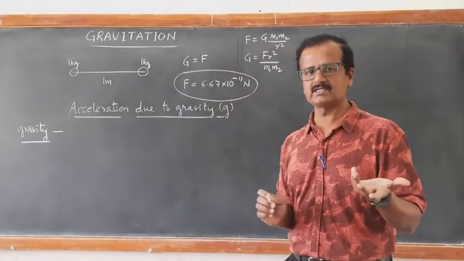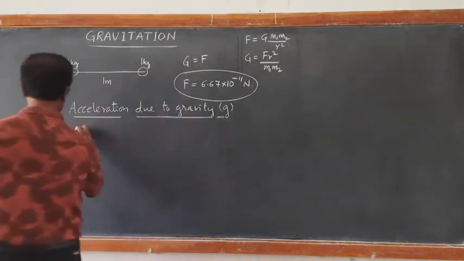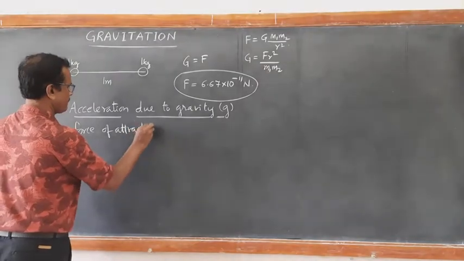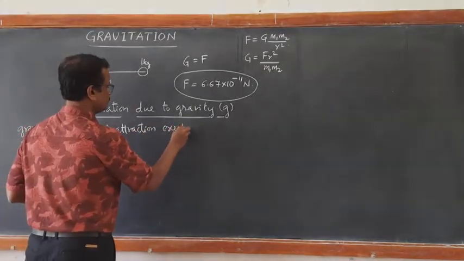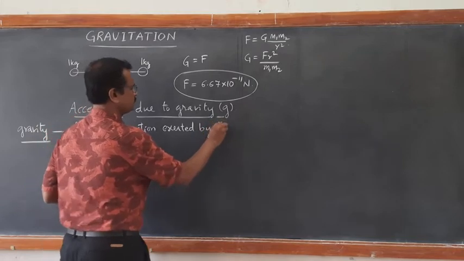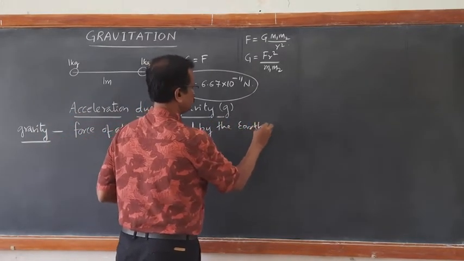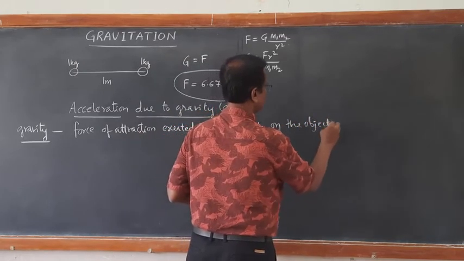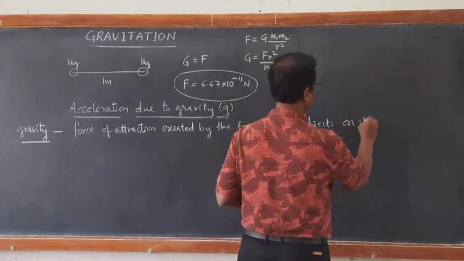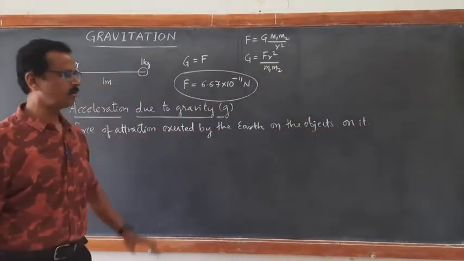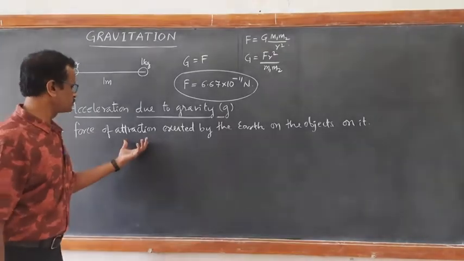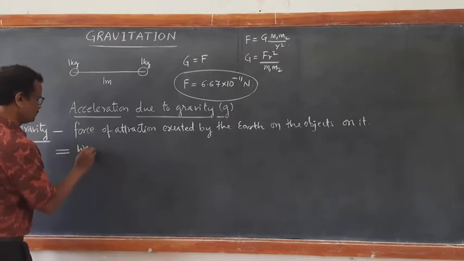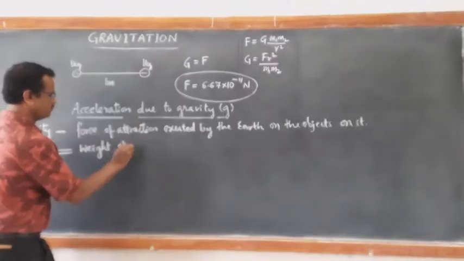So that force of attraction exerted by the earth on the objects on the surface of it, or just above it. This force of attraction itself is also called the weight of the body. This itself is nothing but the weight of the object.